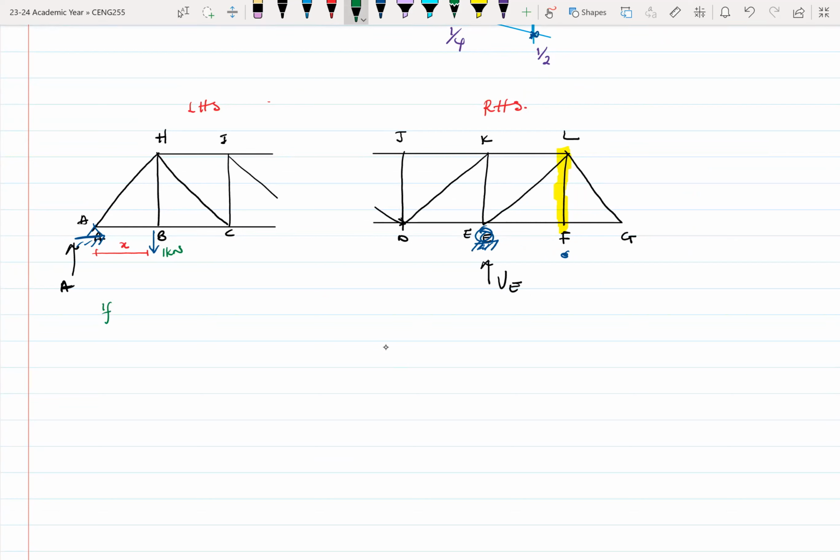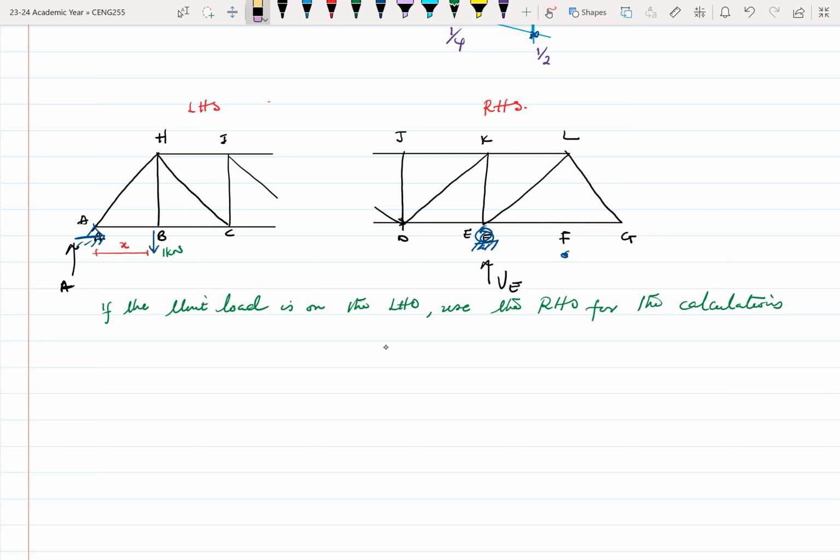So if the unit load is on the left-hand side, use the right-hand side for the calculations. Okay, so that's what I've been meaning to say, but that's what I've been trying to get you guys to look at all this while.